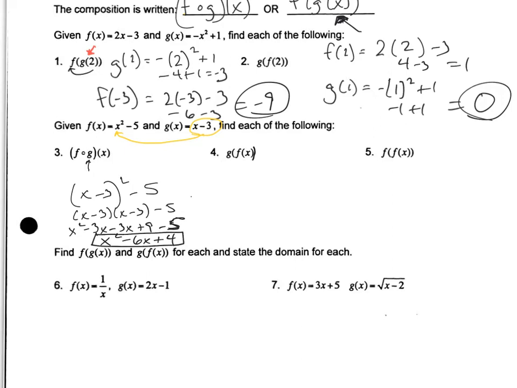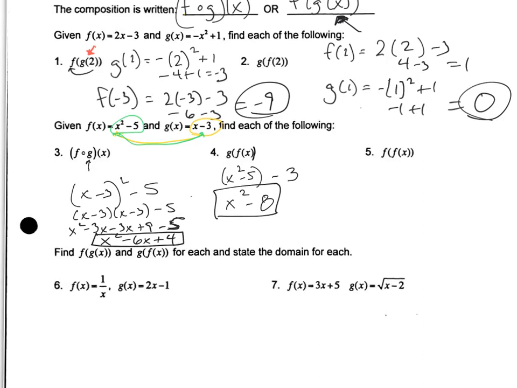Let's try this one. This one says to go the other way. We're going to take f and plug it in here for g. So this says something minus 3, and the something is x squared minus 5. So this is just x squared minus 8. Here, the parentheses didn't change anything, which is a little bit unusual and just a little bit lucky.